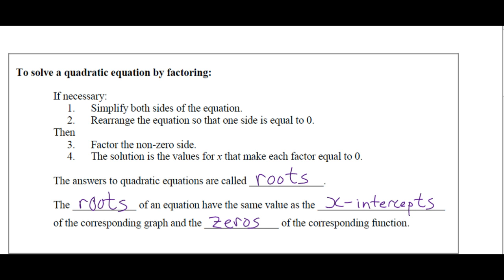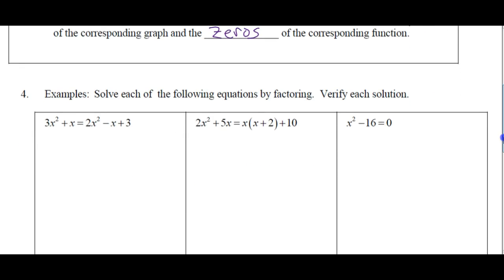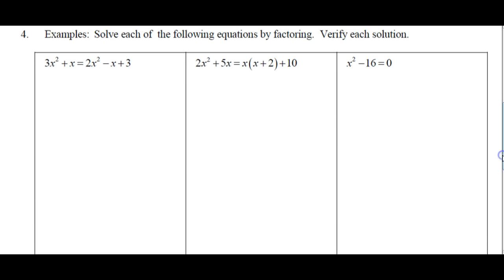So zeros of the function simply means the values of x that you plug into the function, they give you a y value of 0. Okay? So the zeros of the function, the x-intercepts of the graph, and the roots of the equation. All right. Now, you don't have to know that, right? You just have to be able to solve the thing, right?